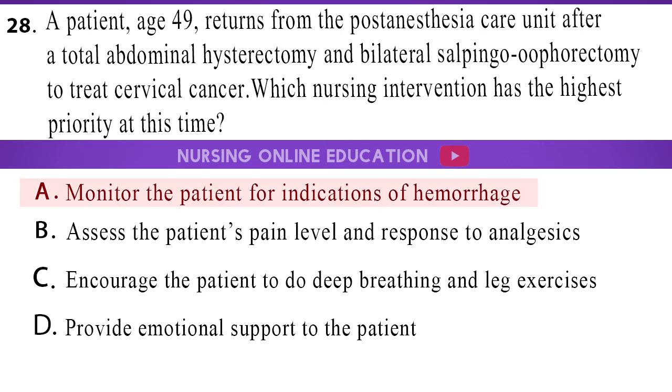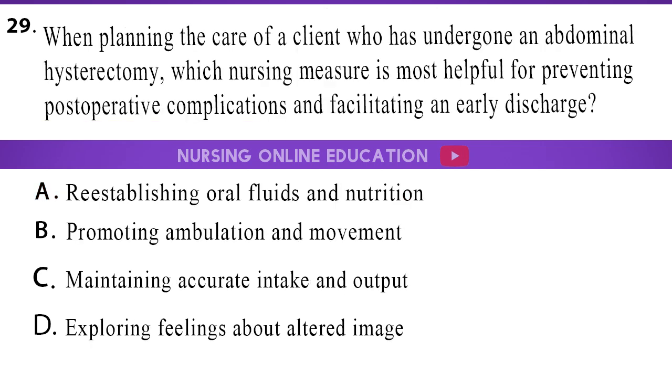The answer is option A. Monitor the patient for indications of hemorrhage. 29. When planning the care of a client who has undergone an abdominal hysterectomy, which nursing measure is most helpful for preventing post-operative complications and facilitating an early discharge?